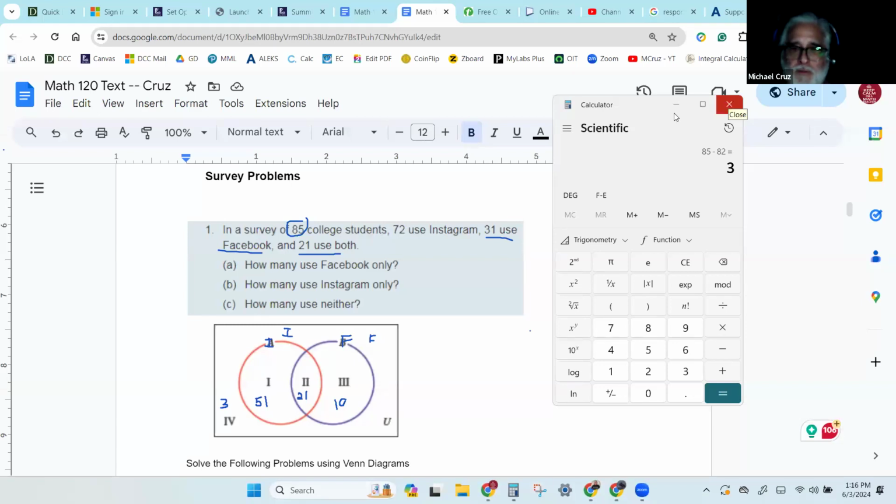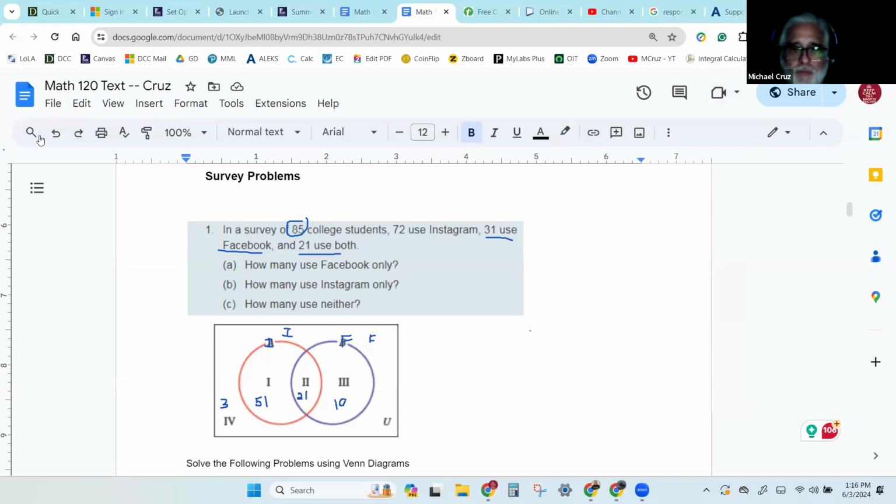How many use Facebook only? See that? Now we figured that out. Because if we had put that original number in there, that 31 right there, we would have just answered 31, right? And then we would have had more than actually use the service. So this is 10. That's the Facebook only.